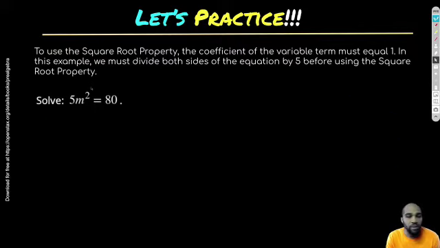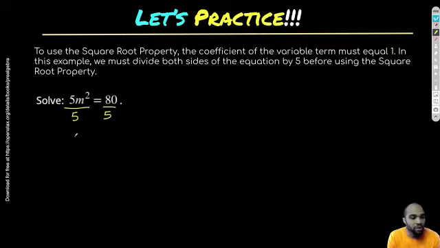All right, so as I mentioned just a second ago, we need this to have a 1 as a coefficient in order to apply the square root property. So there's a 5 here. How can I get rid of that 5? Well, this is being multiplied to there, so I do the opposite. I do the inverse, right? I'm going to divide by 5.